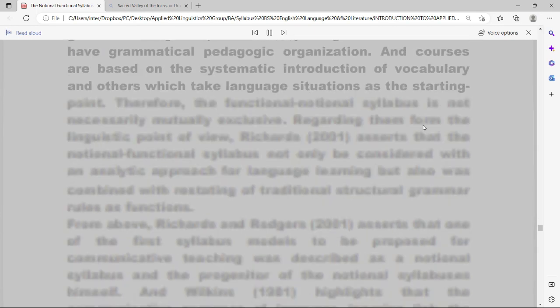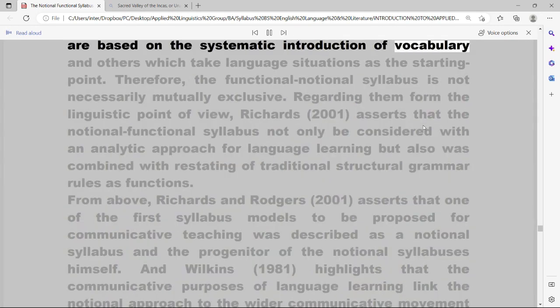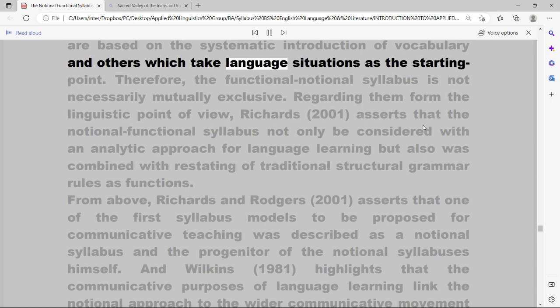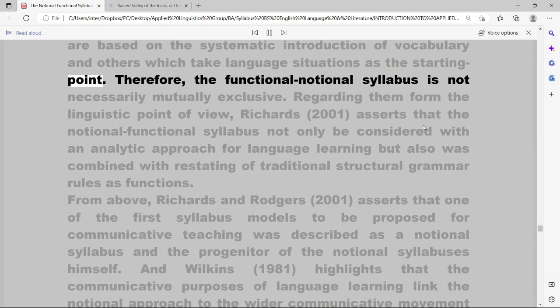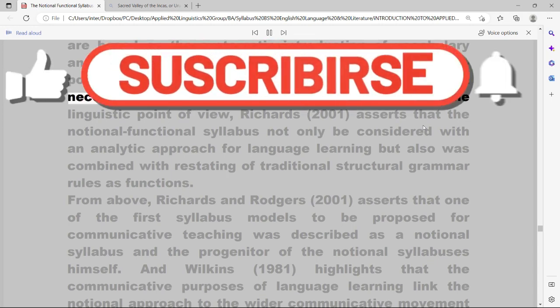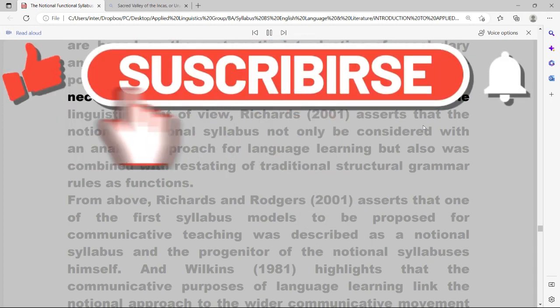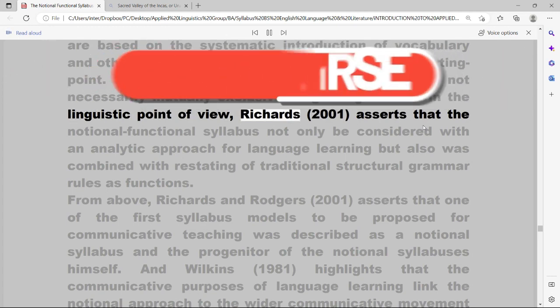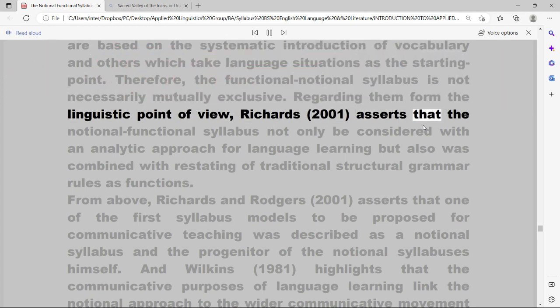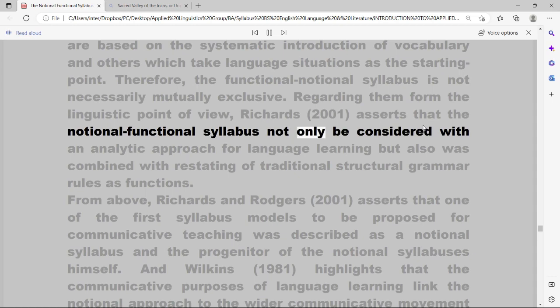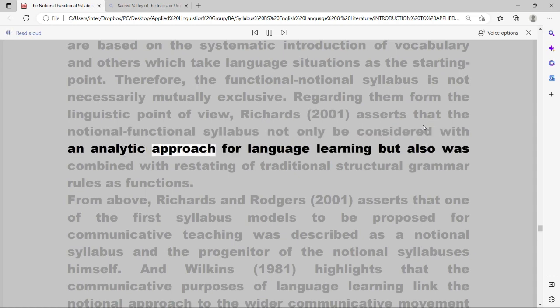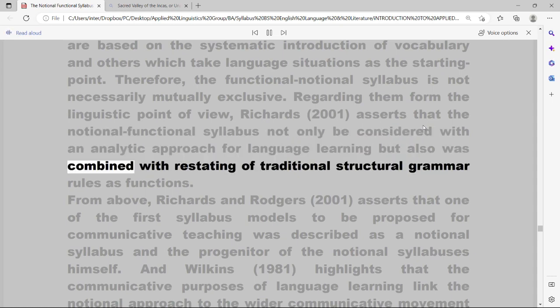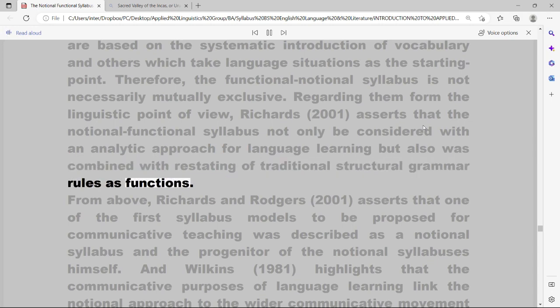And courses are based on the systematic introduction of vocabulary and others which take language situations as the starting point. Therefore, the functional notional syllabus is not necessarily mutually exclusive. Regarding them from the linguistic point of view, Richards, 2001, asserts that the notional functional syllabus can not only be considered with an analytic approach for language learning but was also combined with restating of traditional structural grammar rules as functions.